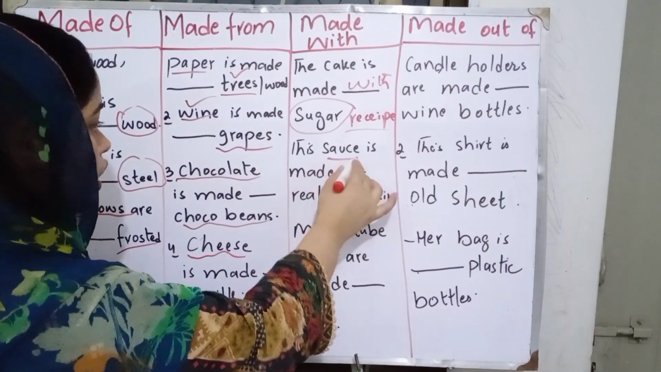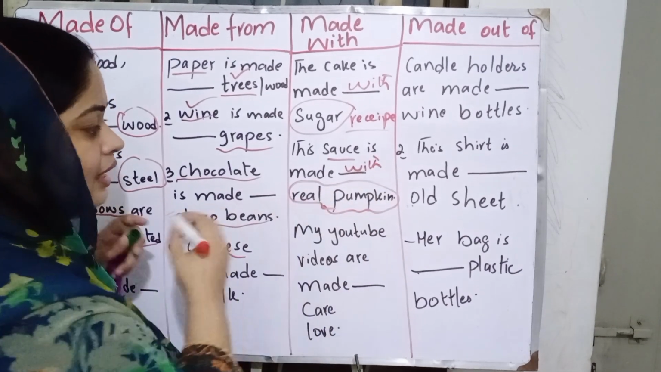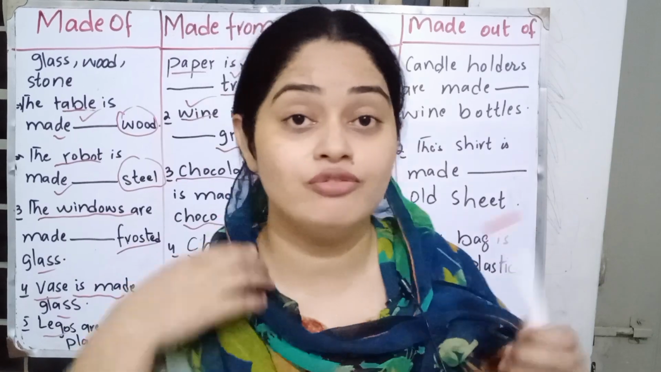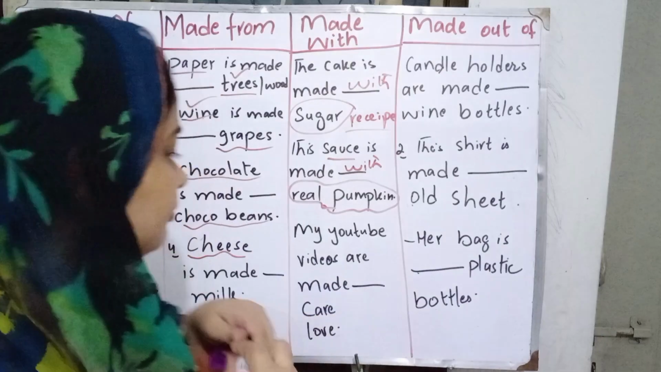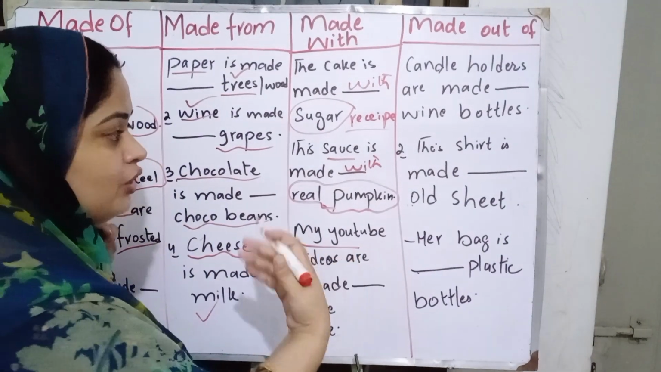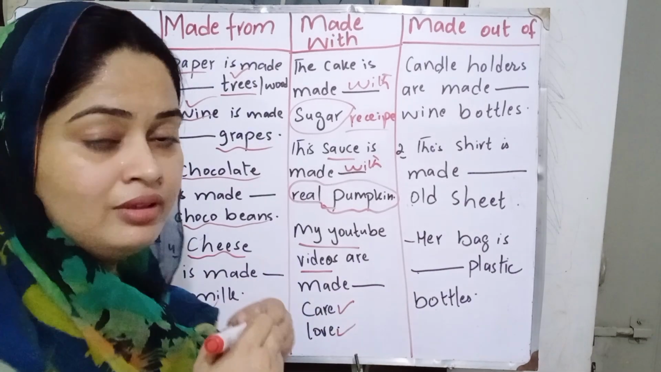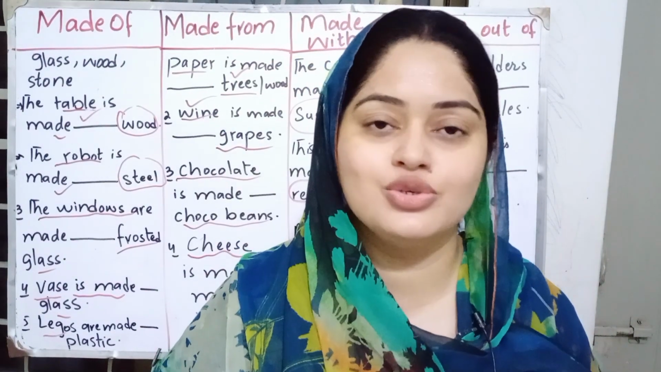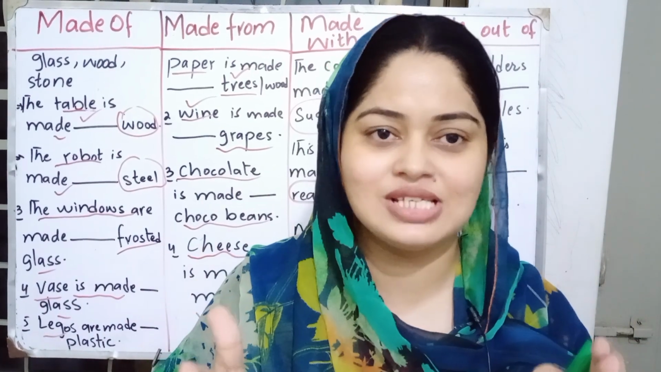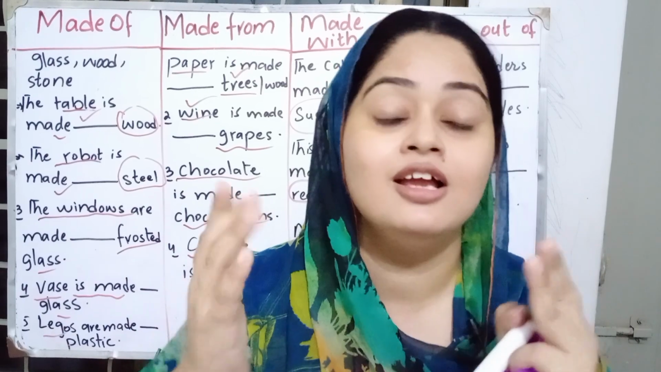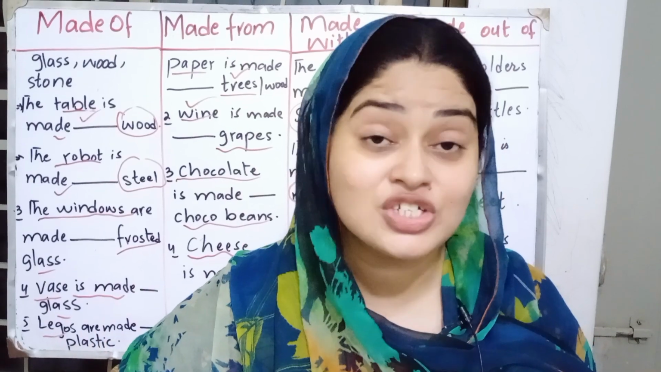Next, this sauce is made with real pumpkin. Again, the mention of pumpkin, which is a vegetable, a recipe ingredient. And we can also use it with love and care. My YouTube videos are made with love, with care, to make you understand some knowledgeable information.